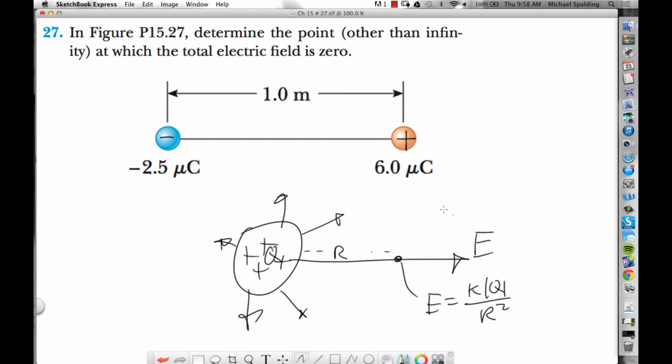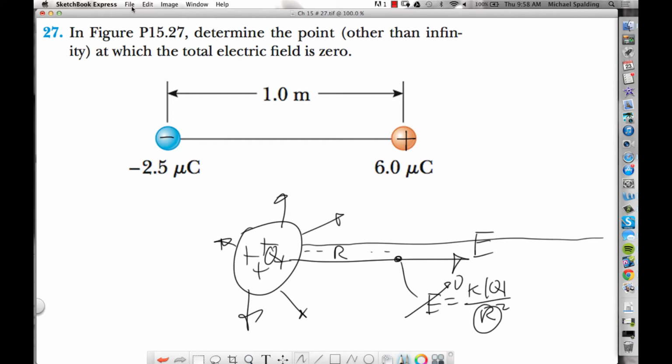So other than infinity: if r is infinity, then E goes to 0, right? If you're super far from the charge, so far that you call it infinity, the electric field would be 0. So they're saying you can't just say the answer's infinity, which would be an answer. They're just taking that answer choice away.